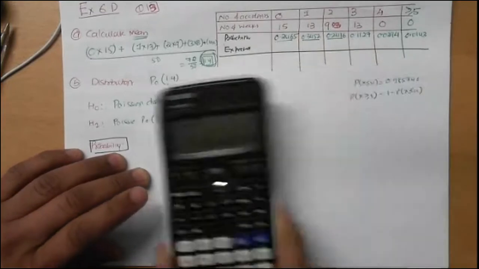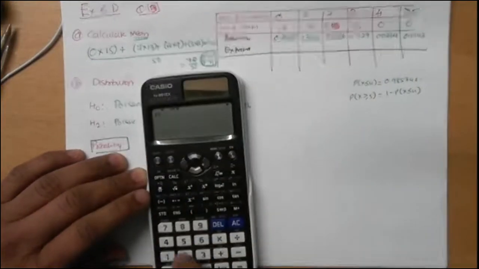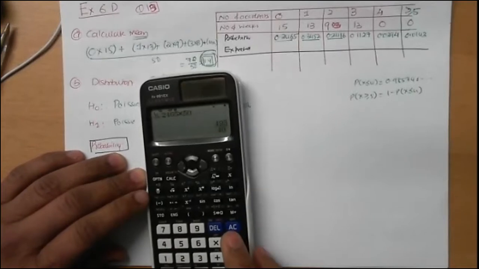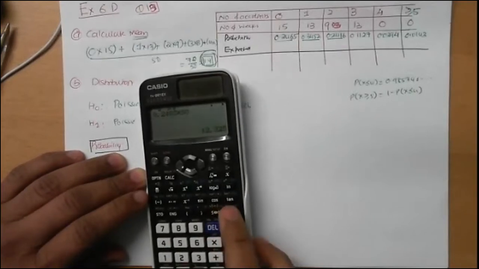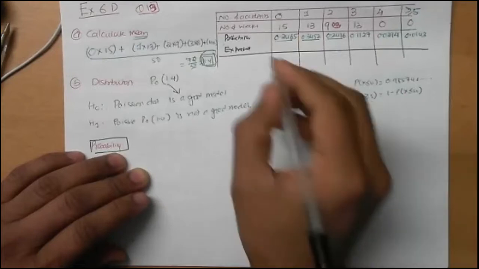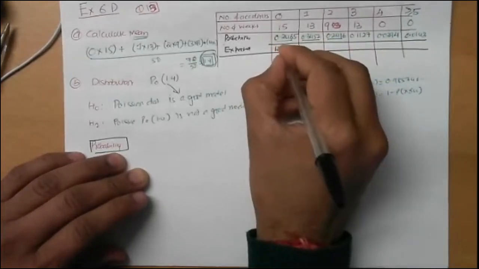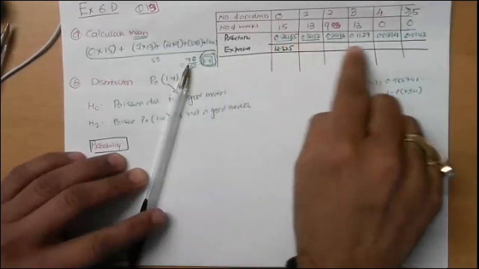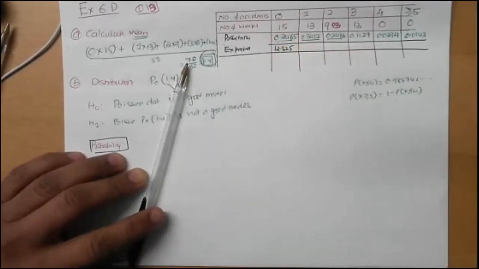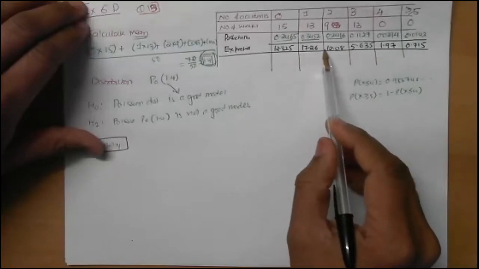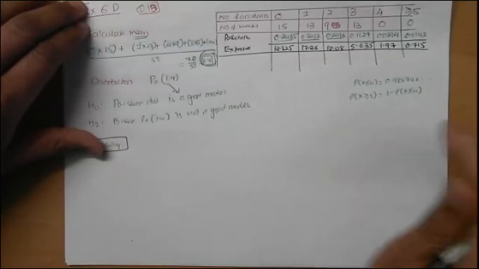So let's do 1 here. 0.2465 times by 50, and I get 12.325. So write down here 12.325 is my expected. I'll work out expected for all of them. And okay, so these are my expected frequencies. Okay, now we look at the next step.